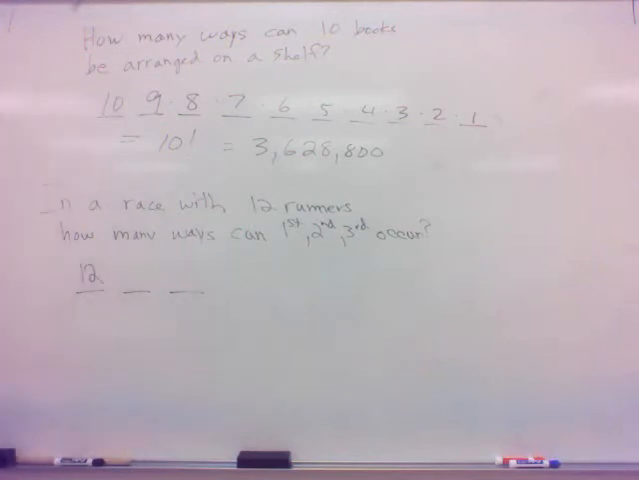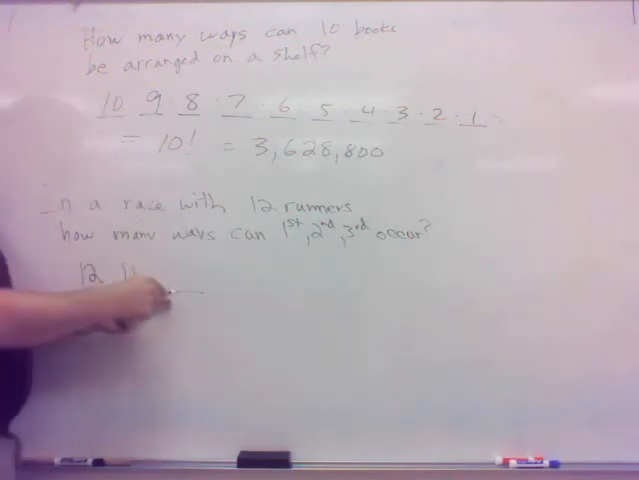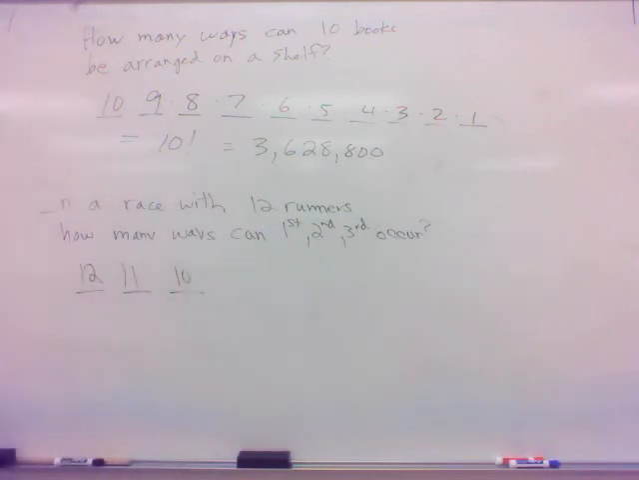What about second place? Well, second place could only be what? 11? Because the first runner, whoever gets first place, can't be second place too. So we have to count down. All right, then third place, there would only be 10, right? Because you can't repeat. 12, 11, 10.